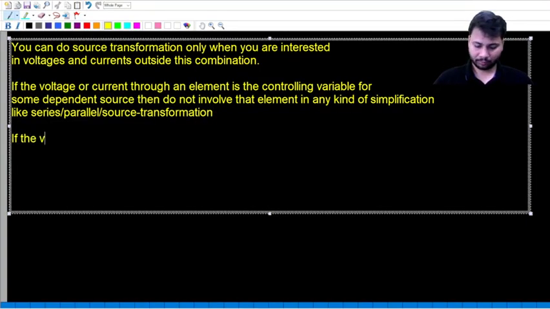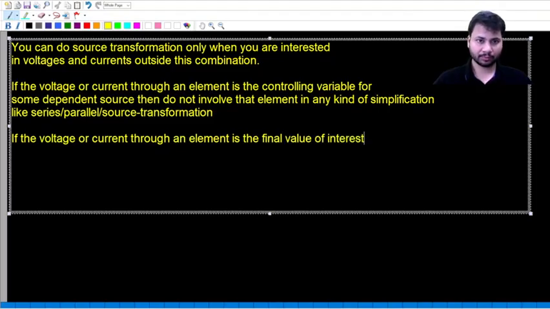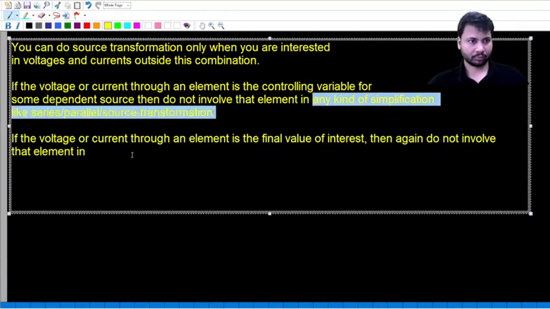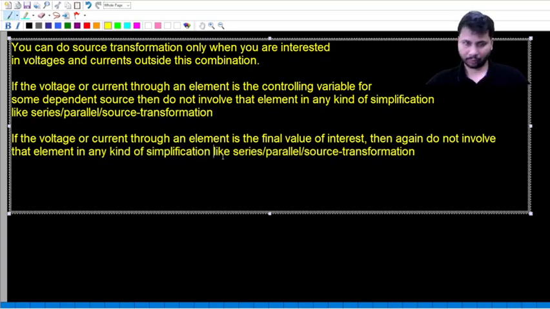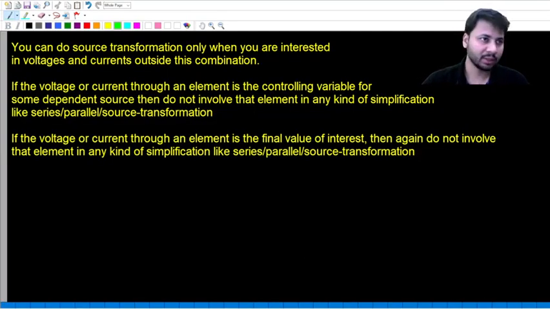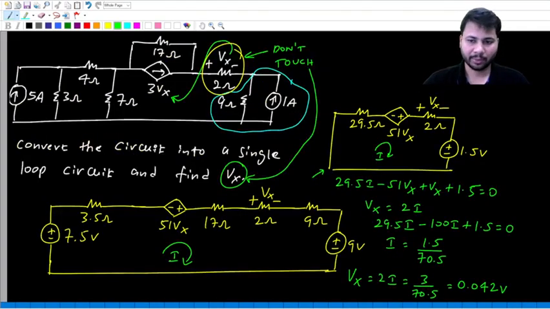And if the voltage or current through an element is the final value of interest, then again do not involve that element in any kind of simplification. Understood? Yes. So this is everything that you should know about source transformation.